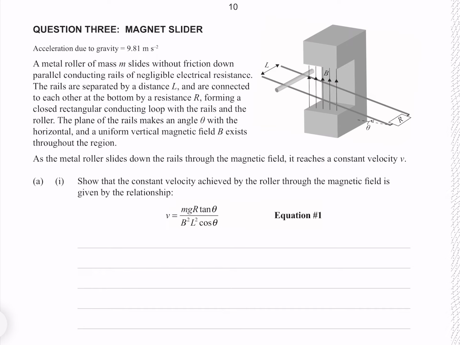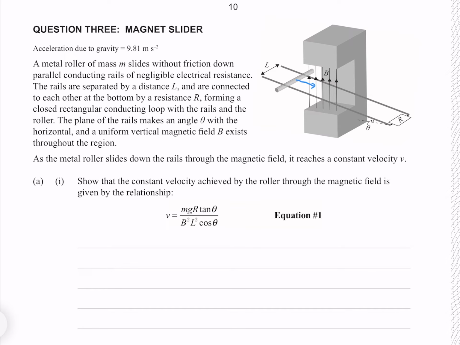Show that the constant velocity achieved by the roller through the magnetic field is given by the relationship here. What we need to think about is the forces acting on the roller. First of all, we have a force of gravity acting downwards, and because we have a tilted rail, there's going to be a component of that in the rail direction.